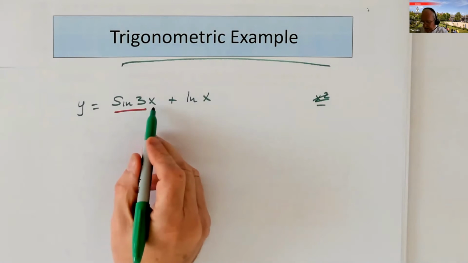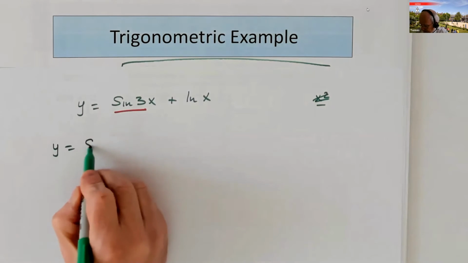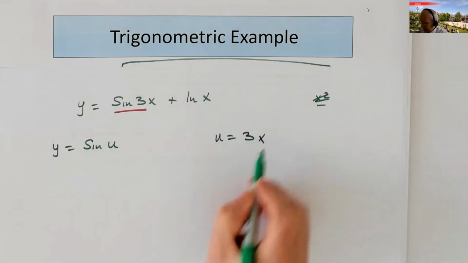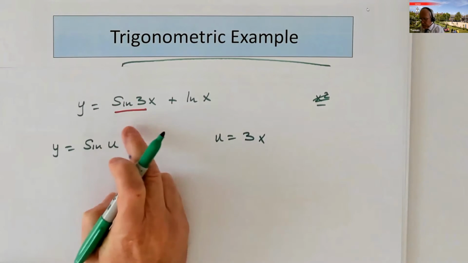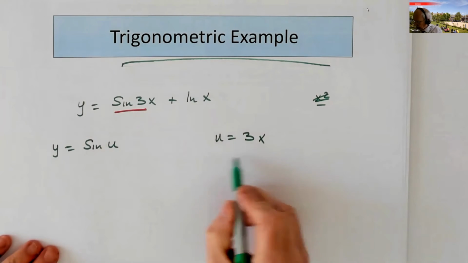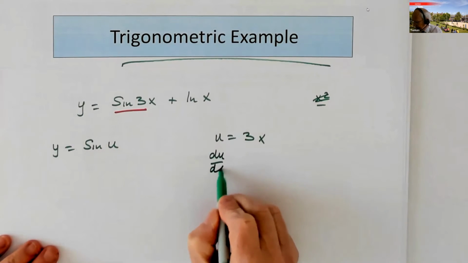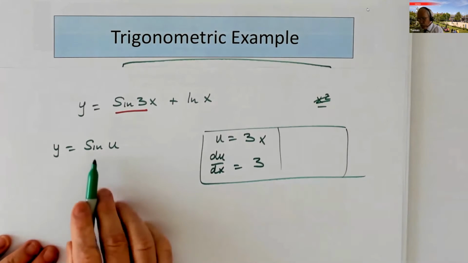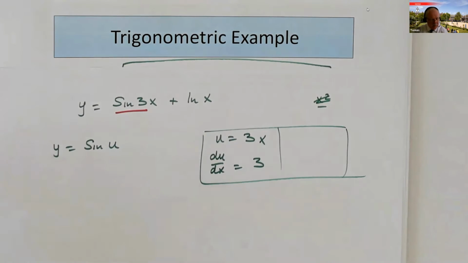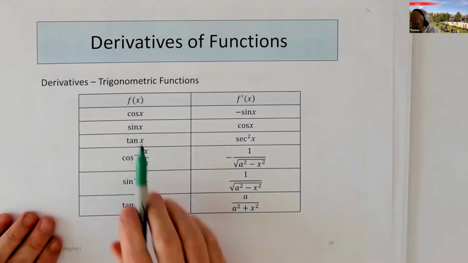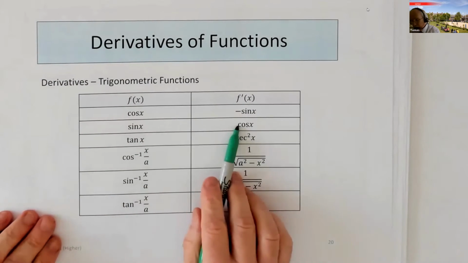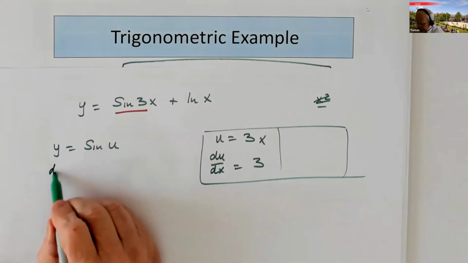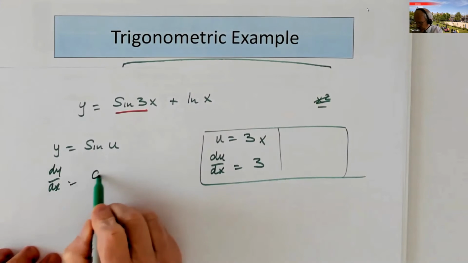So instead of 3x, I'm going to say y is equal to sine u. I'm going to say u is equal to 3x. I've got rid of something that I don't want. I've called it u. So u is 3x, du dx is 3 in my tables. Y is sine u. If y is sine u, what's the derivative? Cos u. Well, sine x and cos x, sine u must be. So dy du must be cos u.